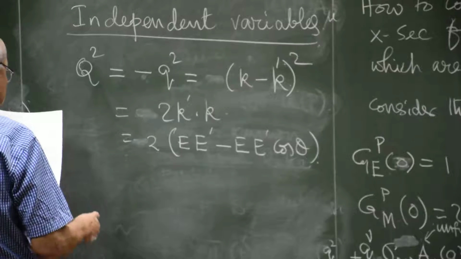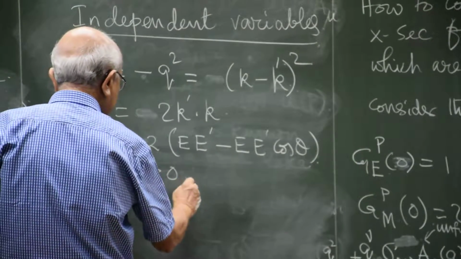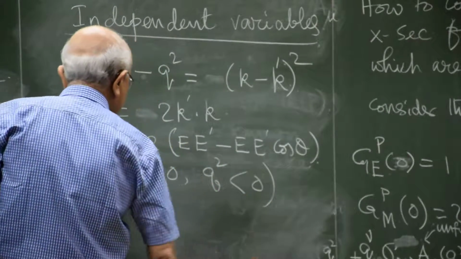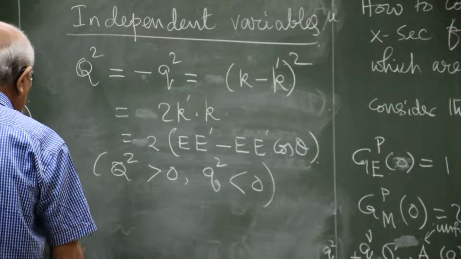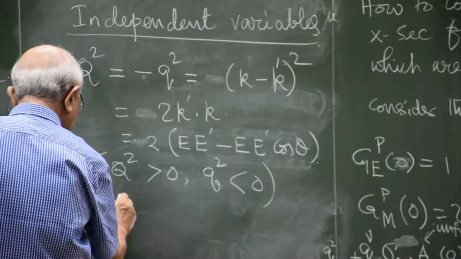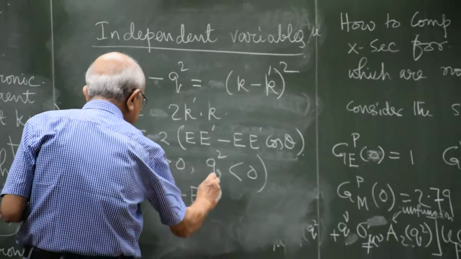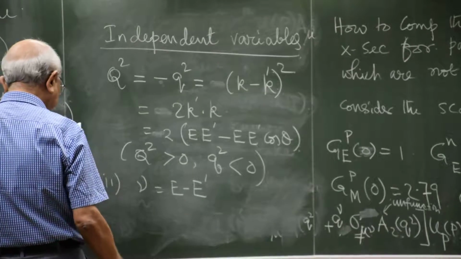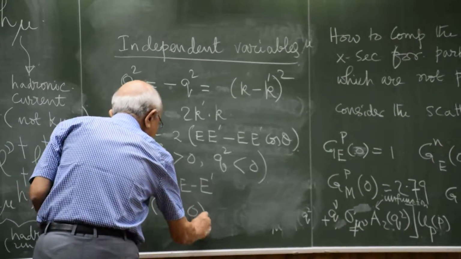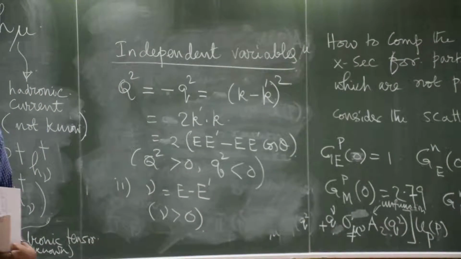This capital Q square is positive. I remind you that capital Q square is a positive quantity and small q square is a negative quantity. And the second important variable is of course nu, which is the energy lost by the electron. So this is obviously positive.